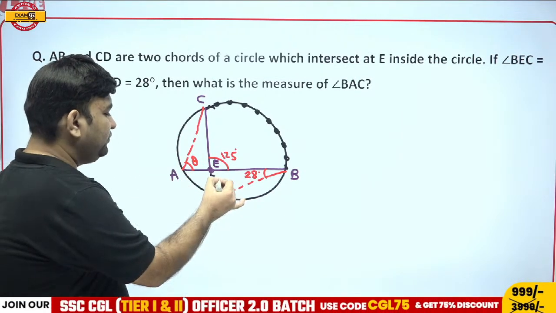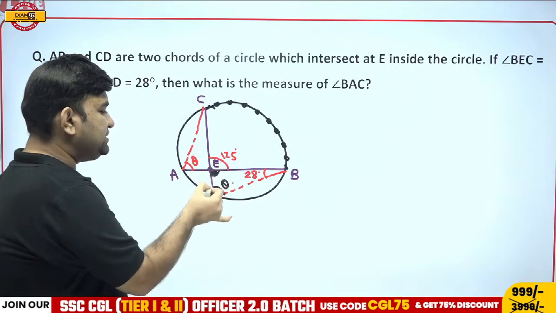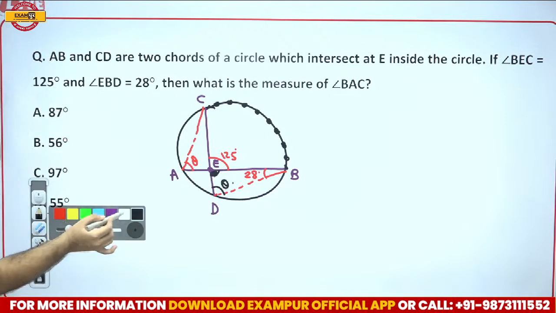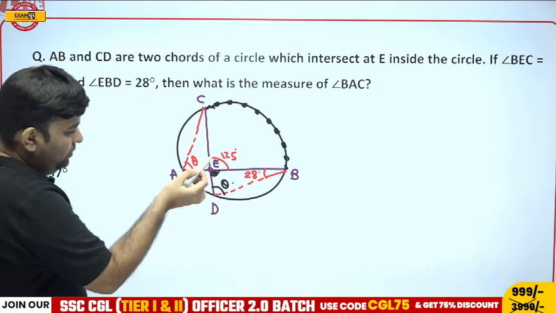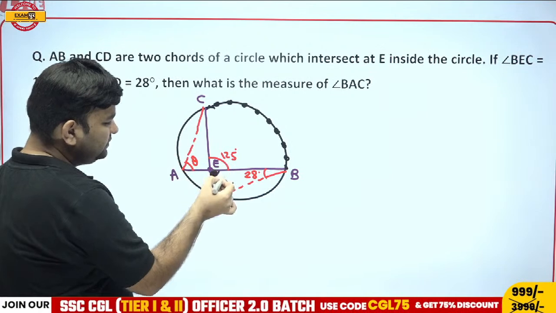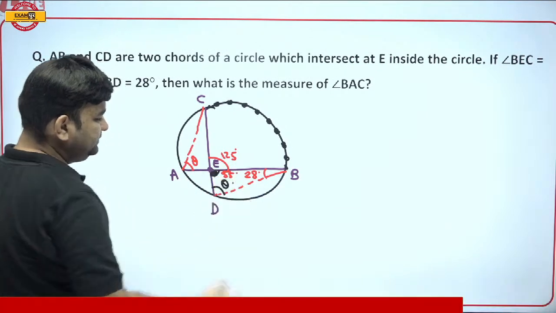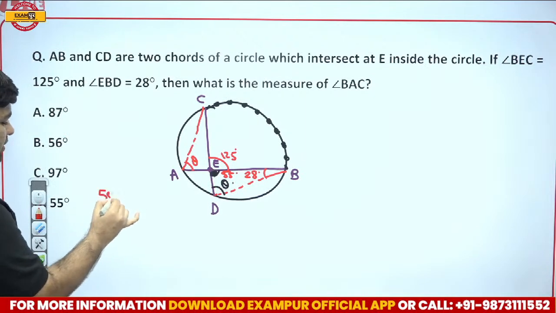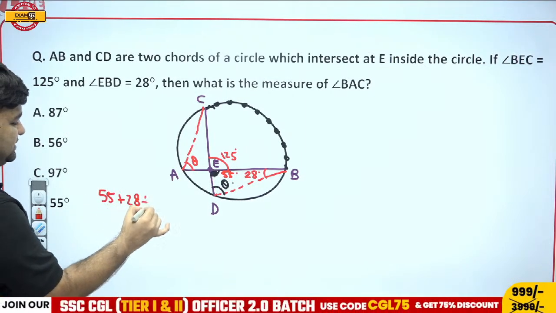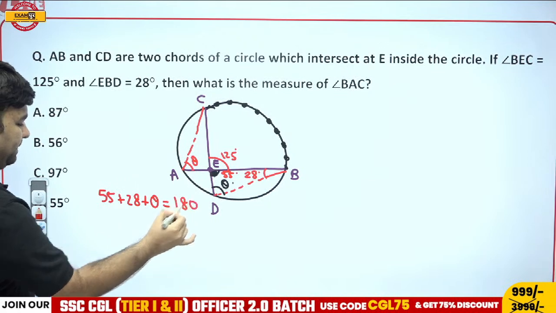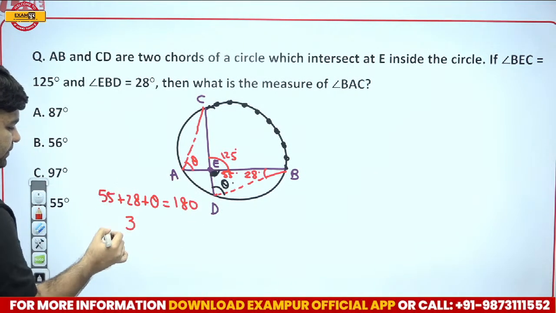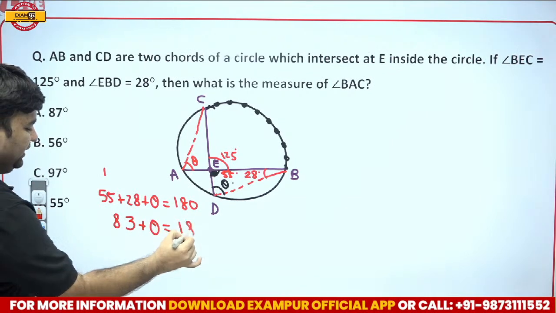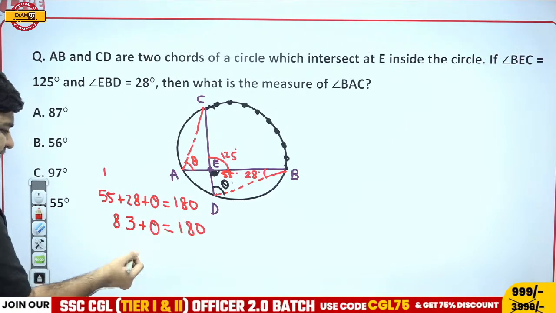This is 125, so this is remaining. It's a straight line. So, how much? 55. 55 plus 28 plus theta is 180. 83 plus theta is 180. I think this is 97.